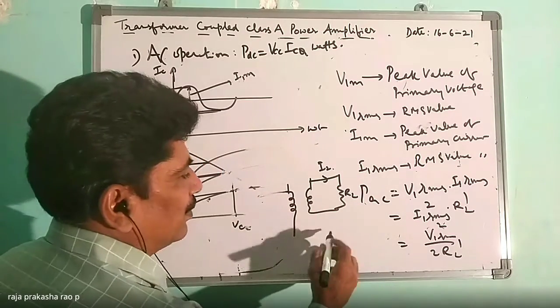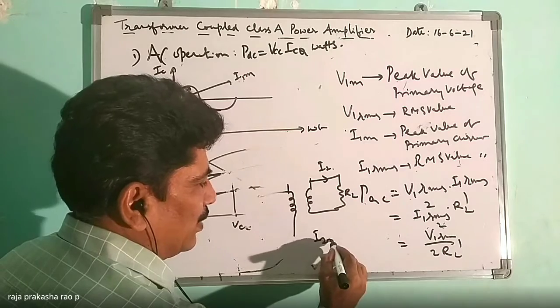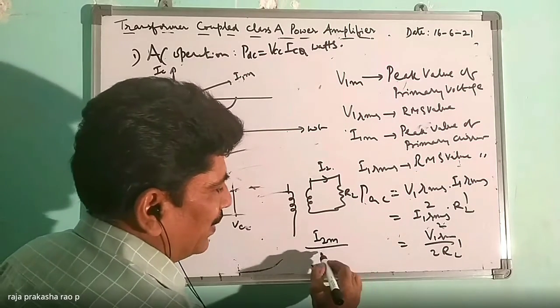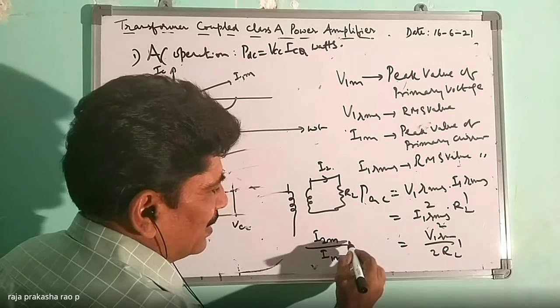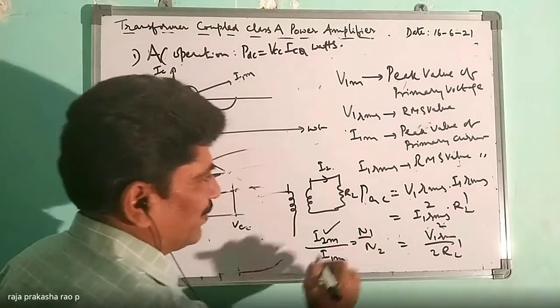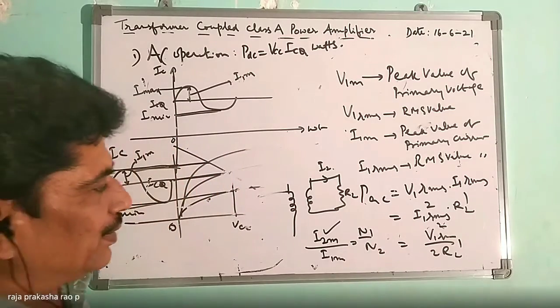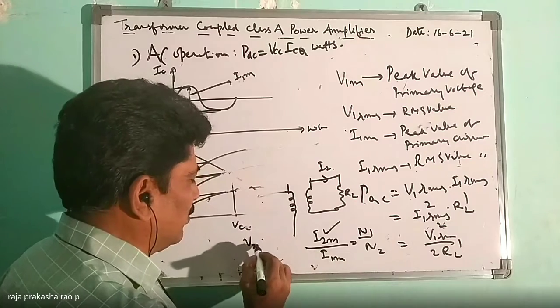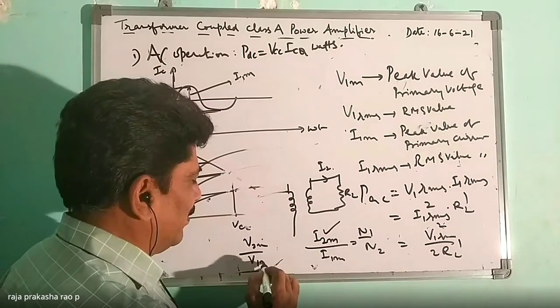That I2 maximum value, I2M, how do we find it? I2M by I1M is equal to N1 by N2. In that way, we can find I2M. In the same way, we can find V2M also. V2M by V1M, V1M we know.